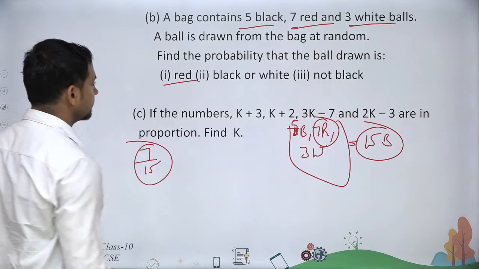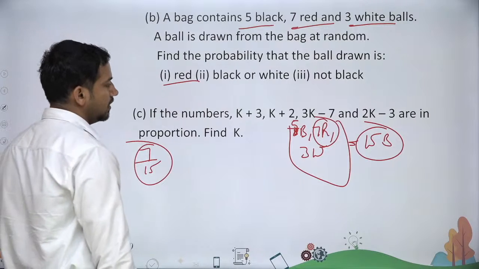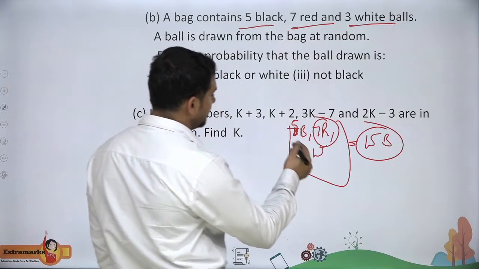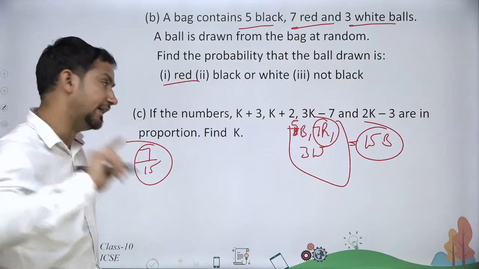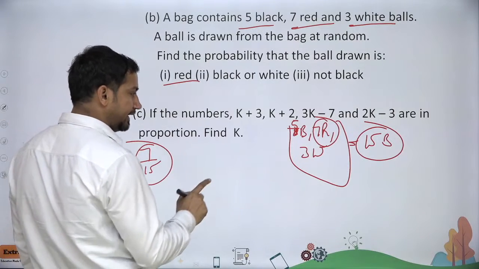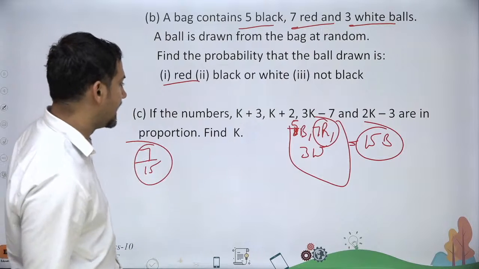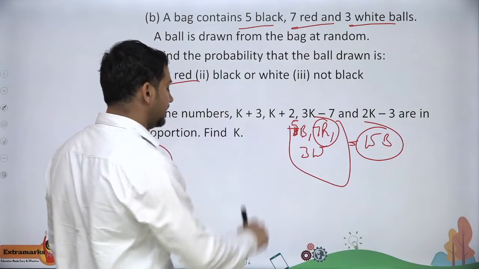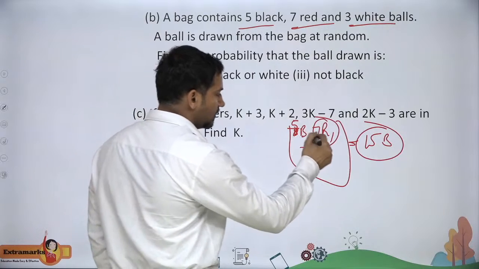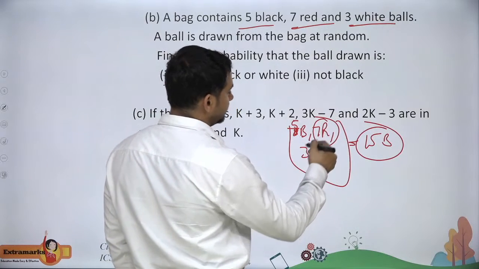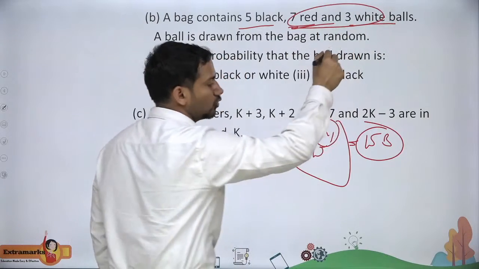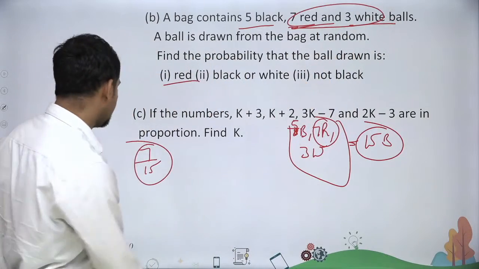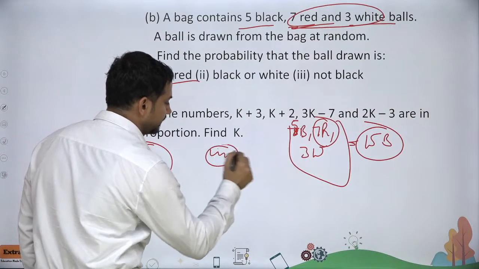Now, in the next part, black or white. Black is 5, white is 3, so black or white is a total of 8. So 8 by 15. Not black means we have to add red and white. If black is not included, then we add these two, and it is equal to 10 by 15.